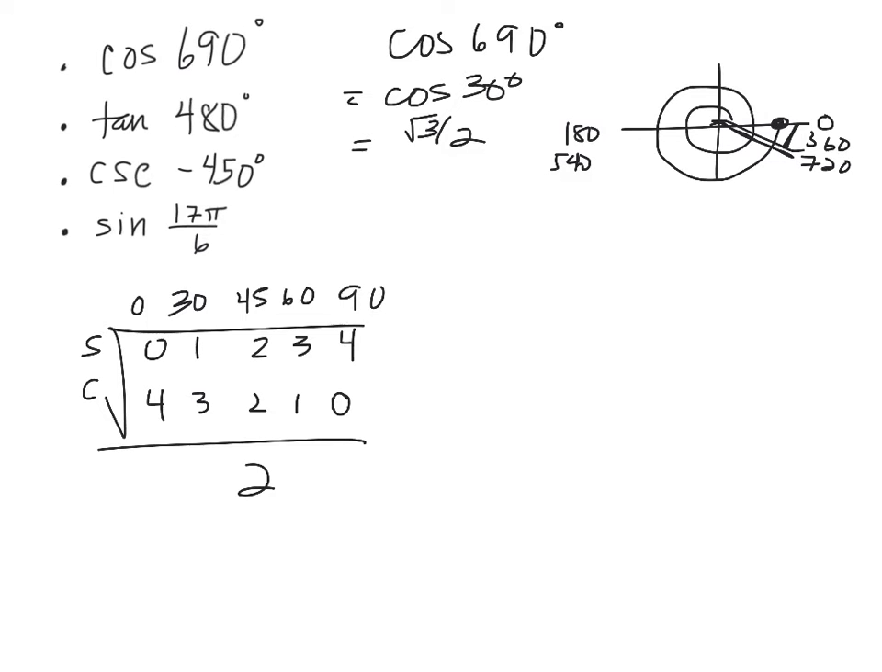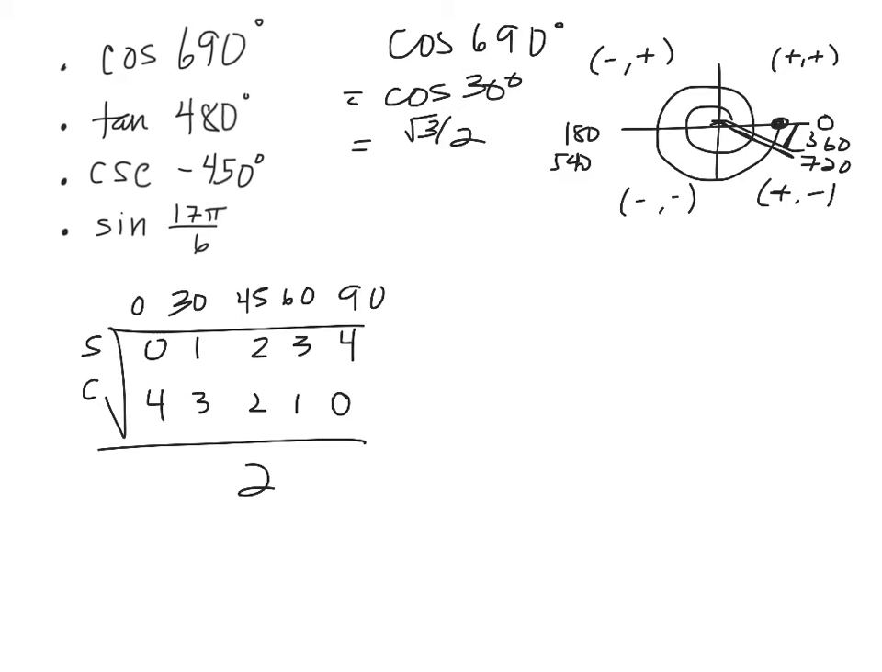So cosine of 30 is square root of 3 over 2. And in the fourth quadrant, here: plus, plus, minus, plus, minus, minus, plus, minus. Cosine is positive. Cosine is the x-coordinate. So cosine of 690 is just square root of 3 over 2.